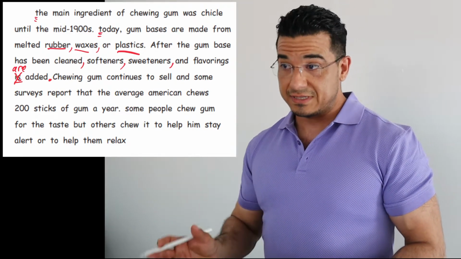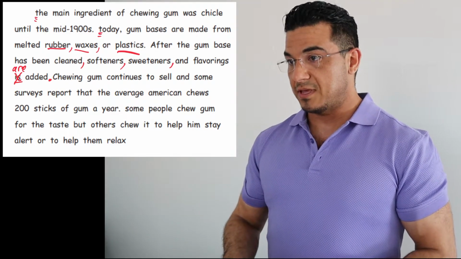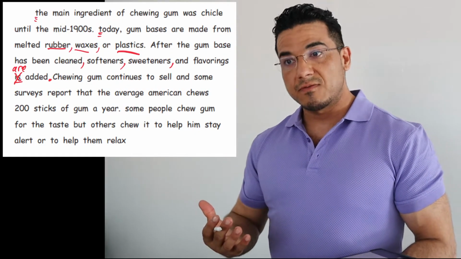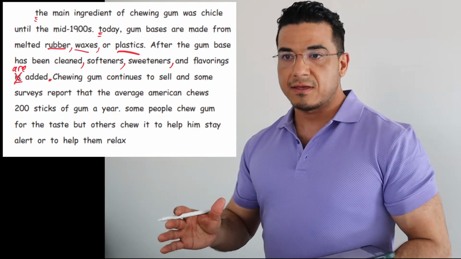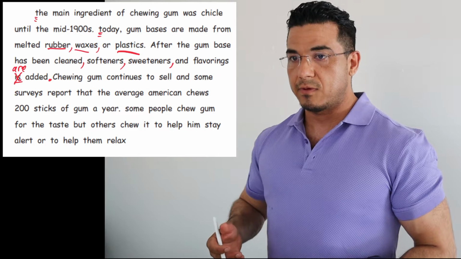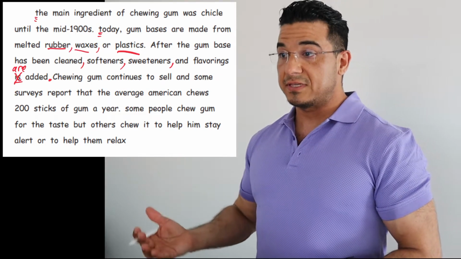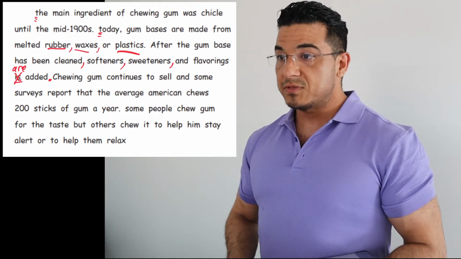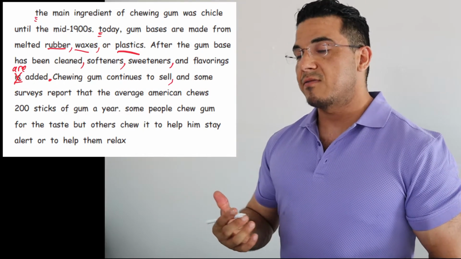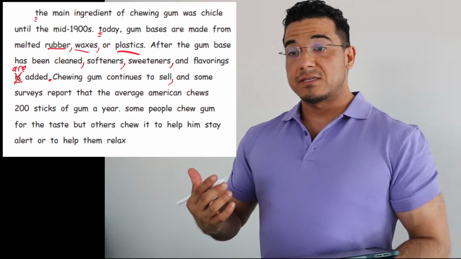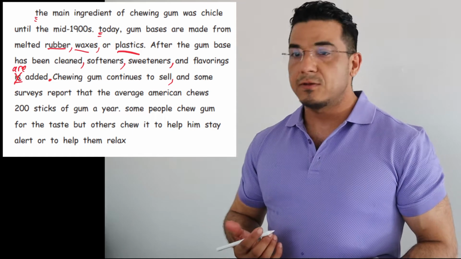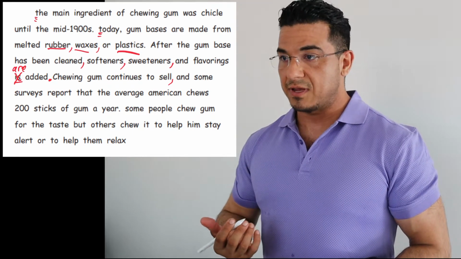Chewing gum continues to sell, and some surveys report that the average American chews 200 sticks of gum a year. Now again, this is more of a style choice, but notice that as I'm reading, I include this pause that kind of breaks up the pace of the sentence, which I'll go back and reread. Chewing gum continues to sell, pause, and some surveys report that, so there I would include a comma. However, again, this is more of a style choice, so it's up to the writer in this case. If you feel it unnecessary, you wouldn't need to include it, but it's just something that I'm going to add.